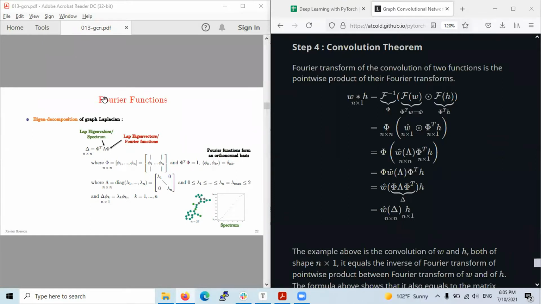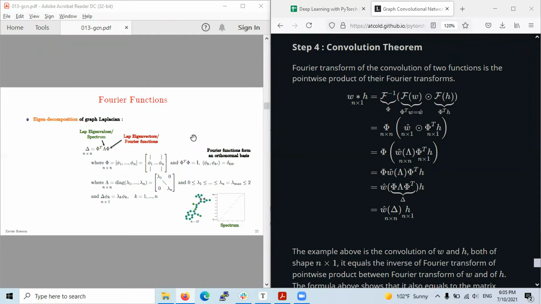Okay. Good afternoon, good evening, and good morning, whatever time zone you are in. So what we were reading about was graph convolutional networks. We will continue what we were doing two weeks ago. Just a quick recap of what we were trying to do.